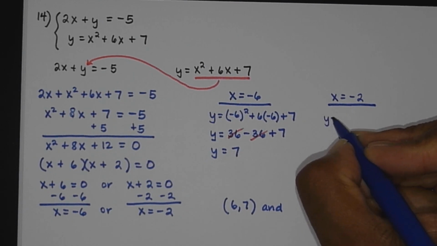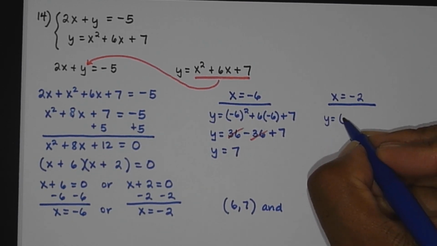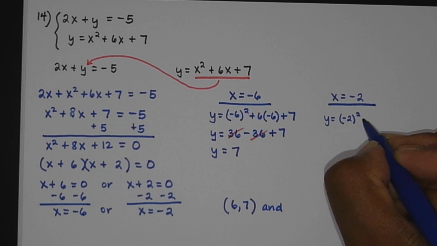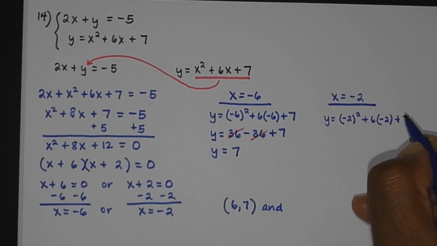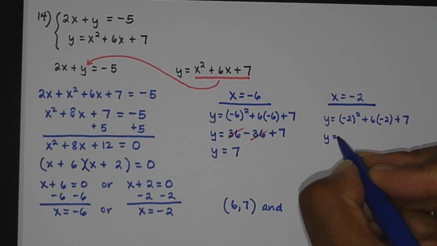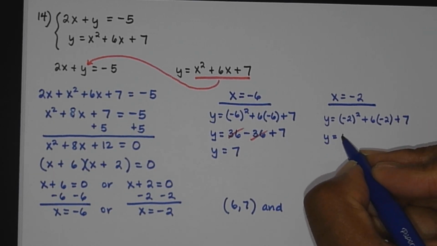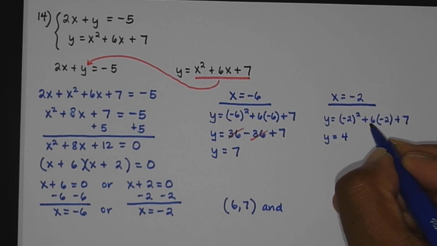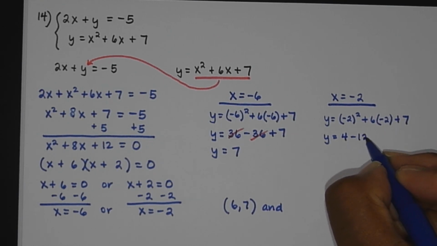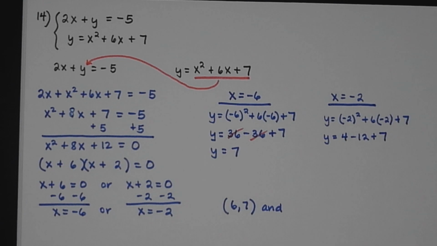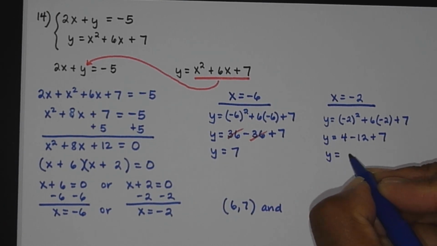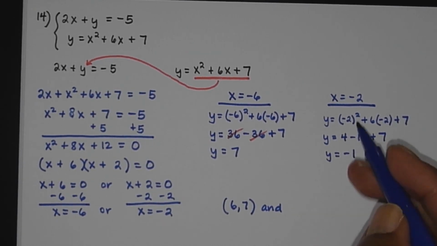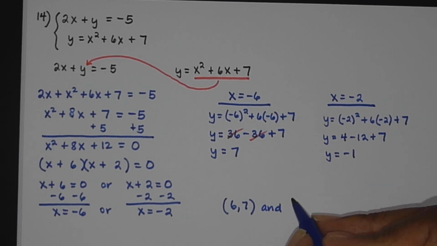So here we're going to replace each x with negative 2, so it'll be y is equal to negative 2 squared plus 6 times negative 2 plus 7. Square negative 2, you're going to get 4, plus 6 times negative 2 will be minus 12, plus 7. In this case, it was 4 minus 12 plus 7, which is negative 1. So here when x is negative 2, the y value will be negative 1.